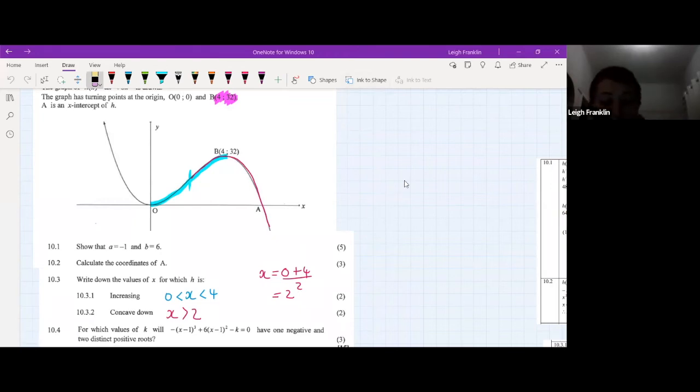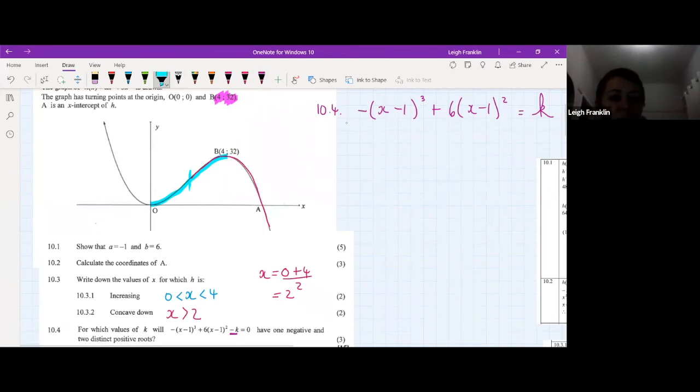Okay, the k, Chantal, is something else. All right, so what I'm going to do is this. I'm going to write in 10.4, minus x minus 1 cubed plus 6 x minus 1 squared. And now I'm going to take this k over to the other side.